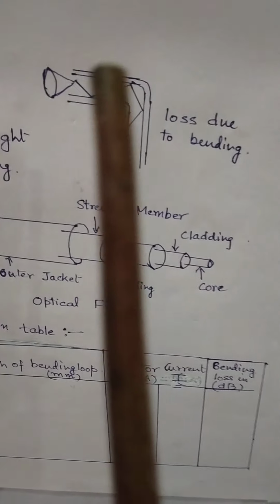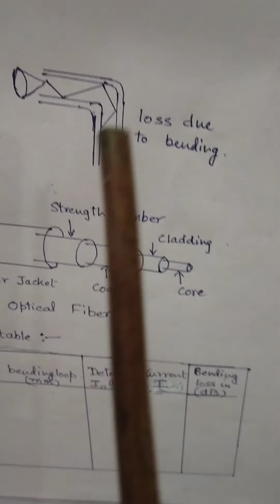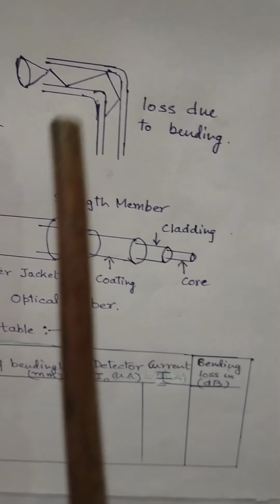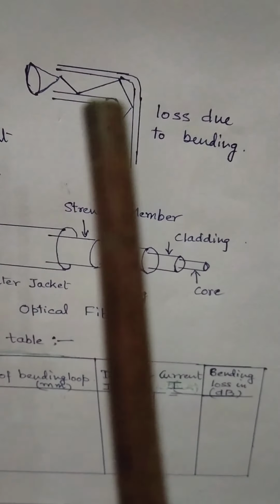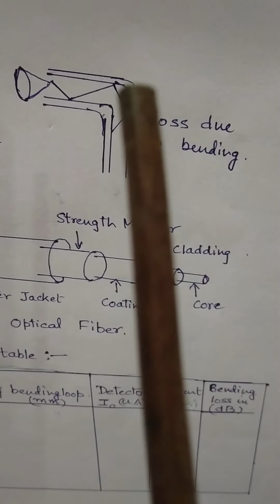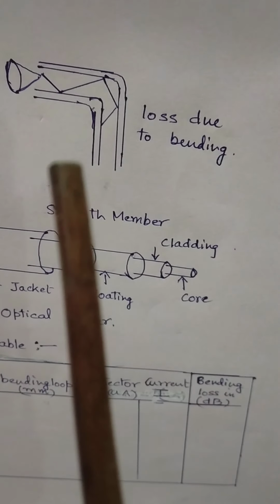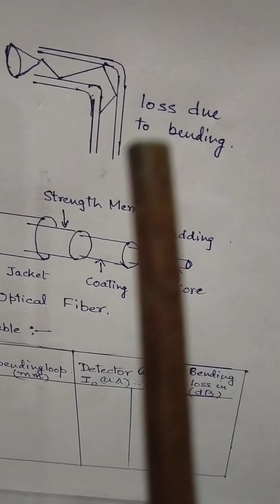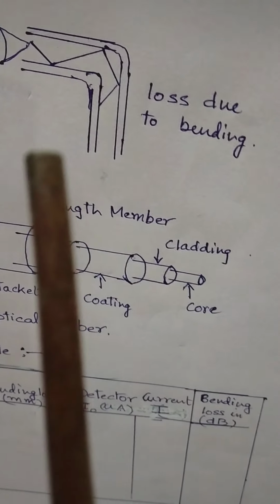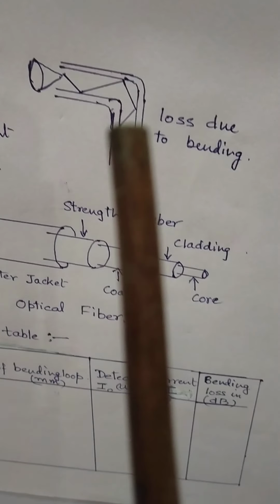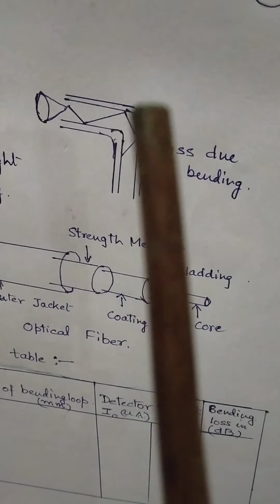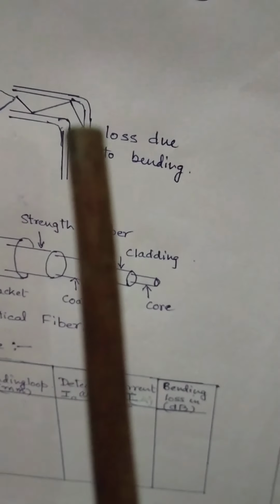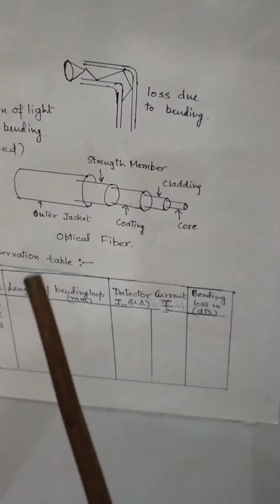Now in this you see the curvature of the bend is very high. The angle of curvature is very high. So most of the light which is reflected will come out. So loss due to bending, it will come out, and most of the light will be lost by reflection after bending through the medium inside the cable.